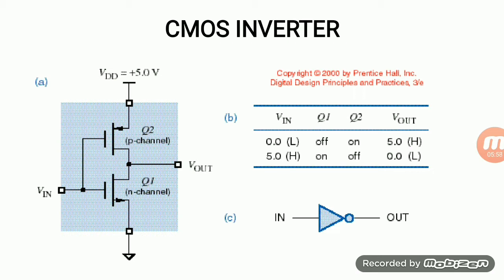Whenever Vin equal to 1, Q1 will be on, Q2 will be off. Q2 in the sense P-type transistor will be off, N-type transistor will be on. So the output becomes 0 because the N-type transistor is on, which means the Vout is connected to the ground. Whatever the previous voltage was, it will be totally grounded. So that's why it becomes 0. So this is the basic structure, truth table and symbol, and the operation of the CMOS inverter.